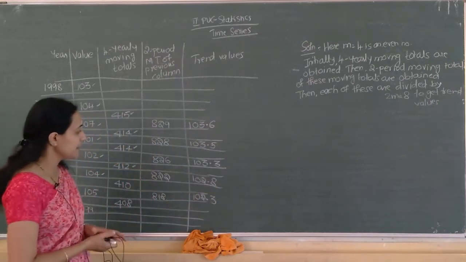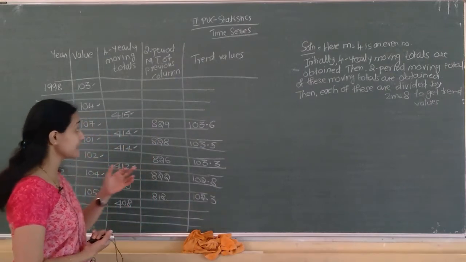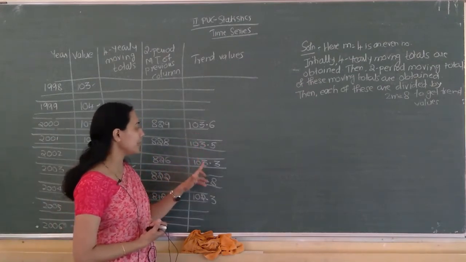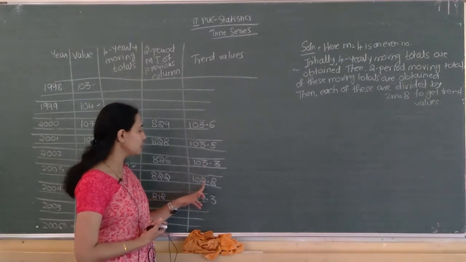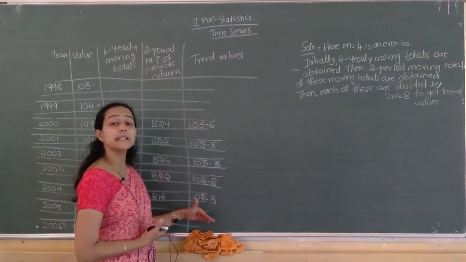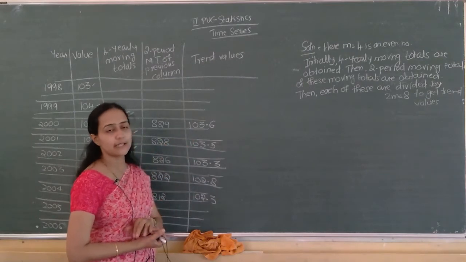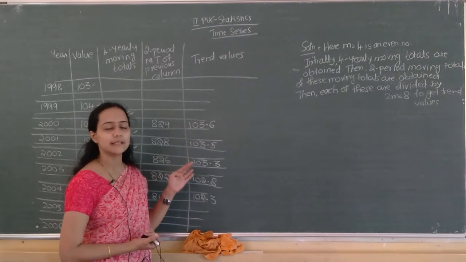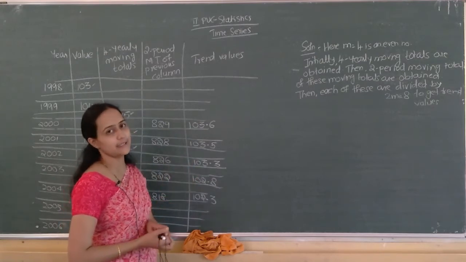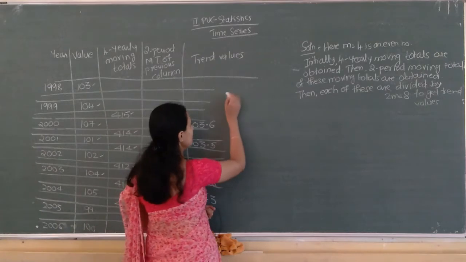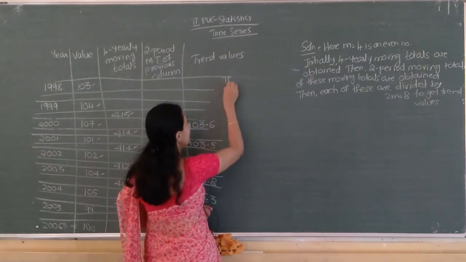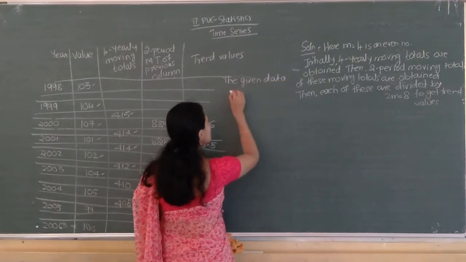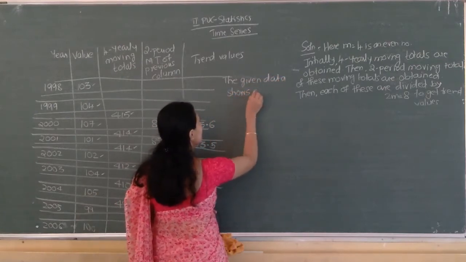Okay. Now see the observations. See the trend values here: 103.6, 103.5, 103.3, 102.8, 102.3. What does it mean? The given trend values are decreasing, isn't it? So the given data shows a downward trend. You have to write a conclusion. Here you have to write: the given data shows a downward trend.